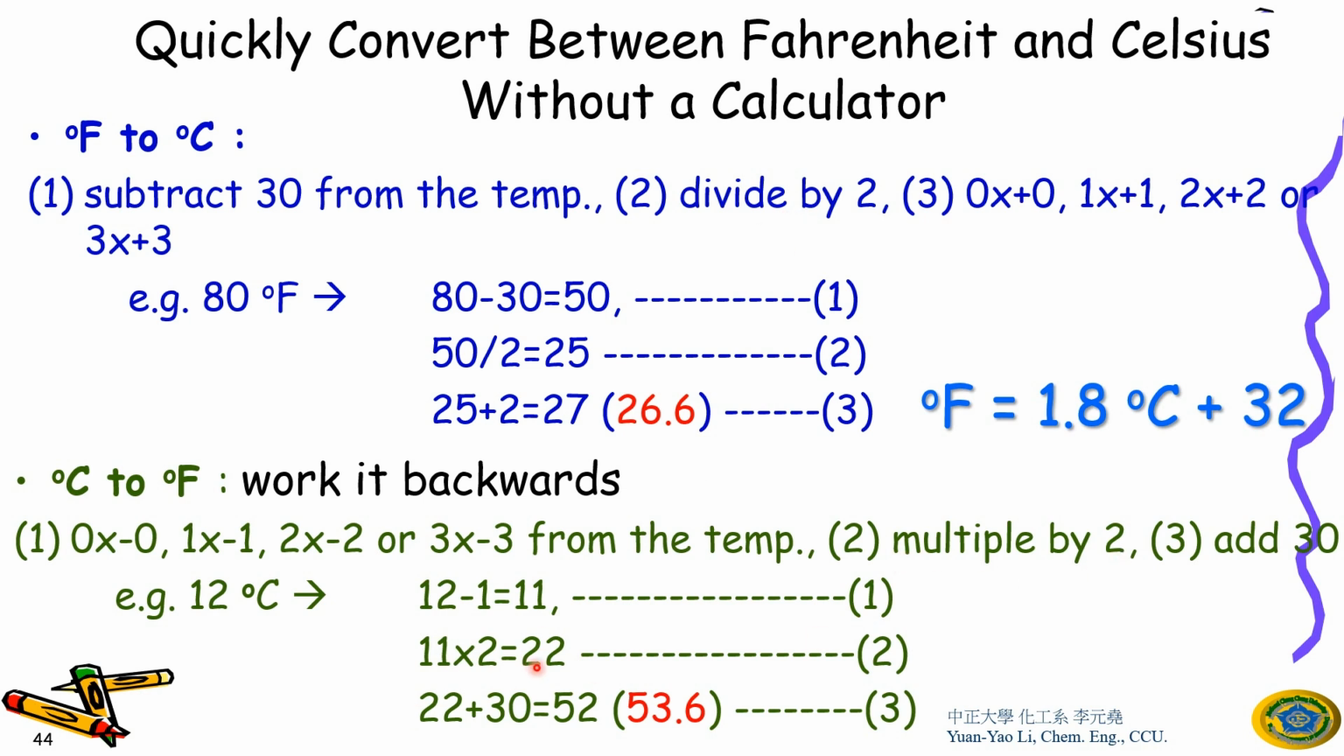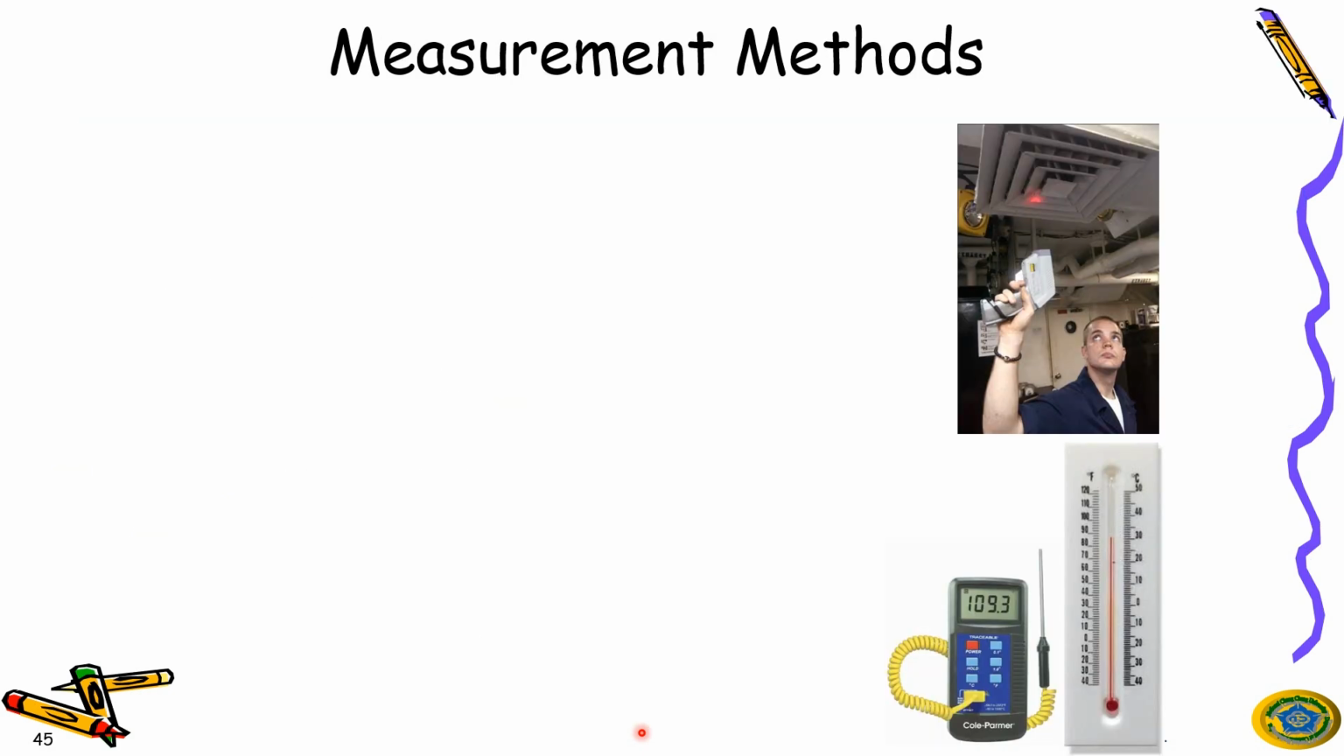And 22, you had subtracted 30, right? And now you add 30. 22 plus 30 will be 52. So when you do the calculation using this equation, the answer is 53.6. It's not much different. So 52 is good. The information of 52 is good enough for your friend from the United States to know that today the weather is cold or today the weather is hot. Okay? Just for your information.